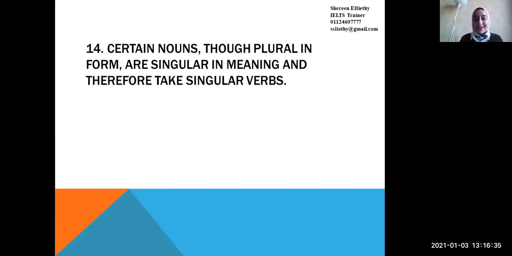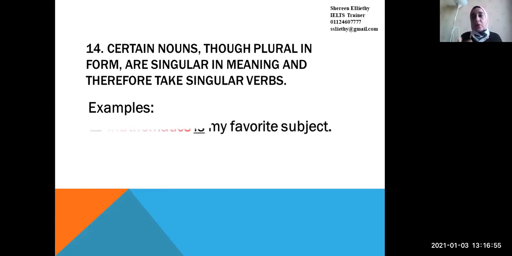Excellent job. Ready? Number 14, certain nouns, though plural in form, so they look plural, but they are singular in meaning, and therefore take singular verbs. Some nouns you will notice look plural, but they are singular in meaning. And in this case, I will of course use with them the singular verb.